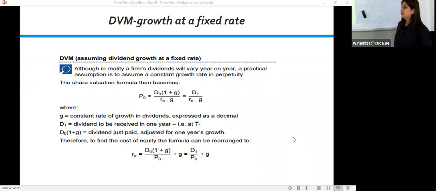So in order to calculate the share price, the formula is going to be D0, that is the current dividend, into 1 plus G divided by the required rate of return minus G. If we are required to calculate the required rate of return, the formula will be D0 into 1 plus G divided by P0, plus G.